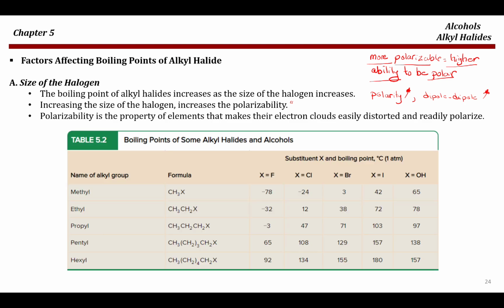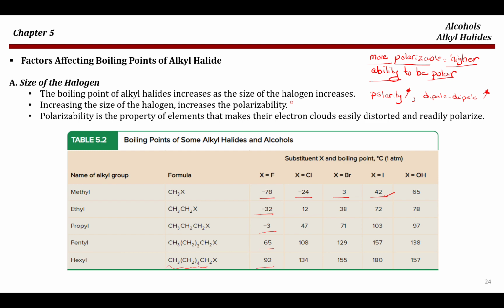If you look at the table here, you can see that by going from fluorine to chlorine, bromine to iodine, we are increasing the size of the halogen, and the boiling point is increasing from -78 degrees to 42 degrees. Also, increasing the carbon chain definitely increases the boiling point, for the same reasons we talked about last time: as the number of carbons increases, the size of the molecule increases, so the surface area increases, and then the interaction between the different molecules will increase.